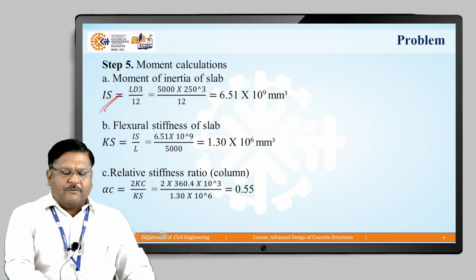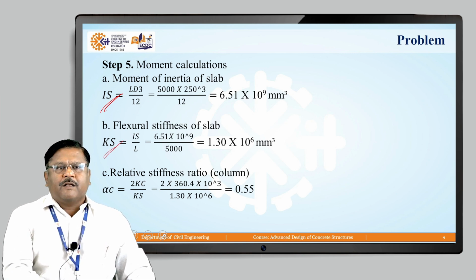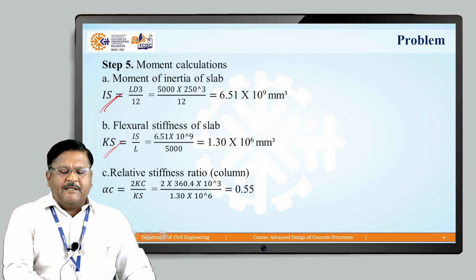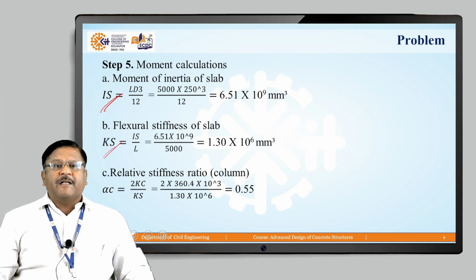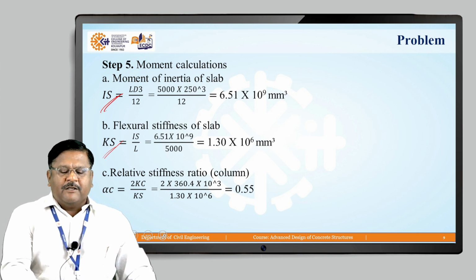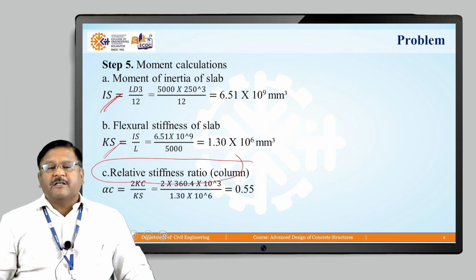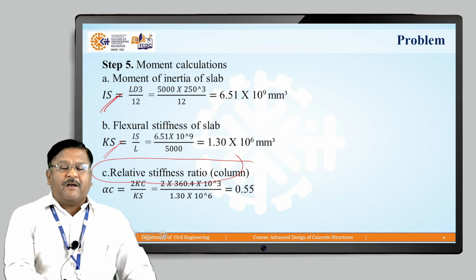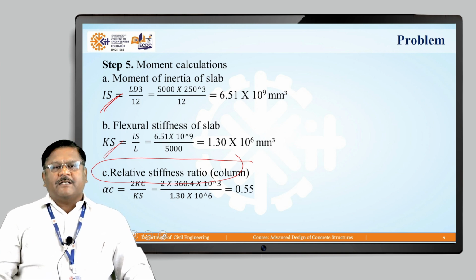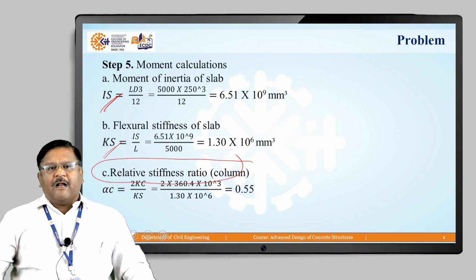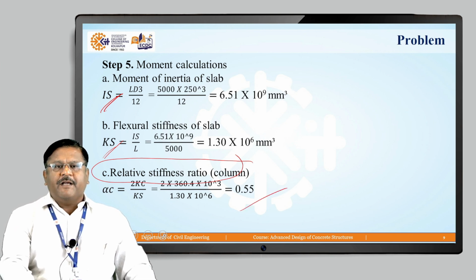Now by using this Ks and Kc, Ks is what? Flexural stiffness of slab, whereas Kc is what? Flexural stiffness of column. By using these two, you want to calculate the relative stiffness ratio of the column, which is denoted by alpha c. So alpha c is equal to 2 Kc upon Ks, that is twice the flexural stiffness of column divided by flexural stiffness of slab. So alpha c is equal to 0.55.